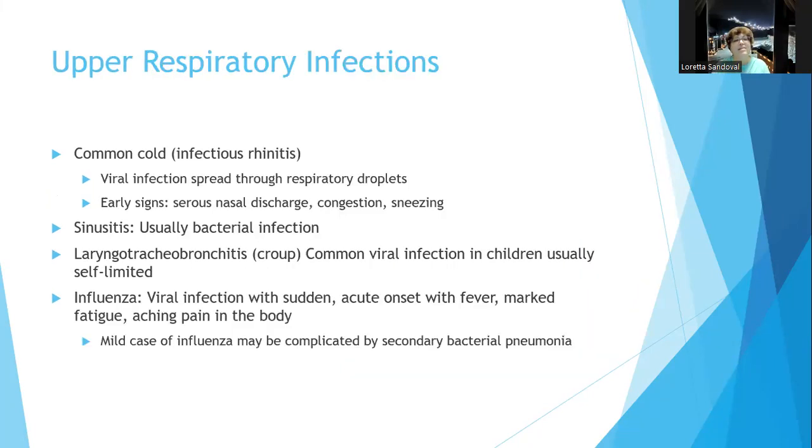So upper respiratory infections, we're all familiar with them. We've probably all had them at one point in time. They call it the common cold because everybody has had it, right? Infectious rhinitis, so nose inflammation, if you want to be specific. It's viral. It's spread through respiratory droplets. Like, we all know too much about respiratory droplets now, don't we? Early signs: runny nose, congestion, and sneezing. That's pretty common for other things too.